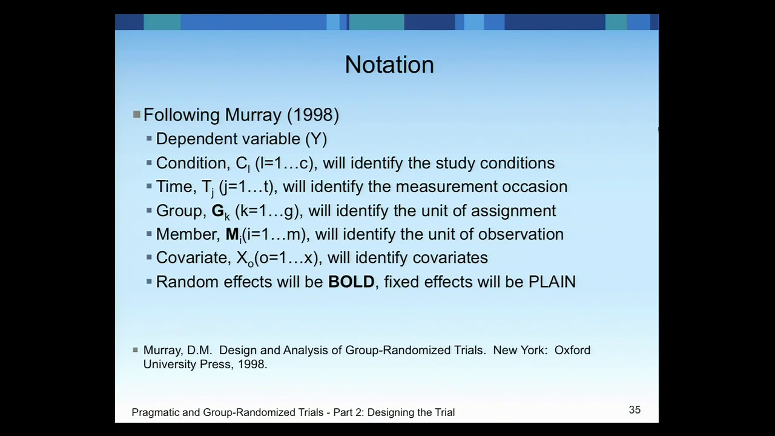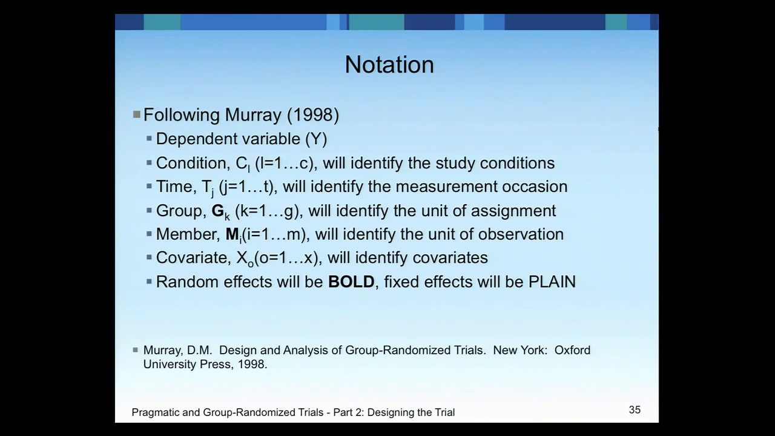I'll introduce a little notation, and this is notation from my book published in 1998. I use Y to refer to the dependent variable. That's pretty standard. I use condition to refer to treatment and control or to the study arms. So some people use study arms, some people use group to refer to treatment and control. I use condition because I reserve group for the unit of assignment. I use time to refer to the measurement occasions, pre-test, post-test, follow-up, and so forth. I use group to identify the unit of assignment and member to identify the unit of observation.